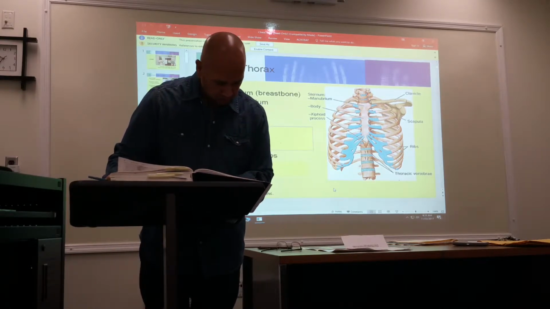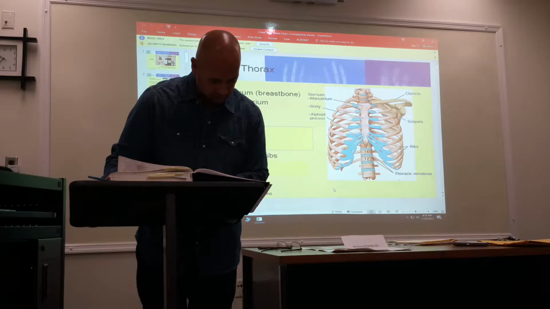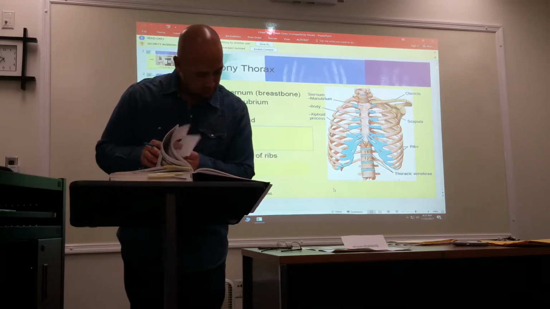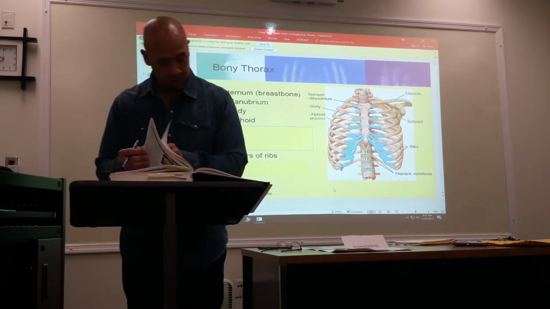Okay, bony thorax, part of skeletal system, protective framework. Anteriorly, the bony thorax consists of the sternum, manubrium. Superiorly, the bony thorax consists of 2 clavicles and 2 scapulae. And 12 vertebrae. That's good too.